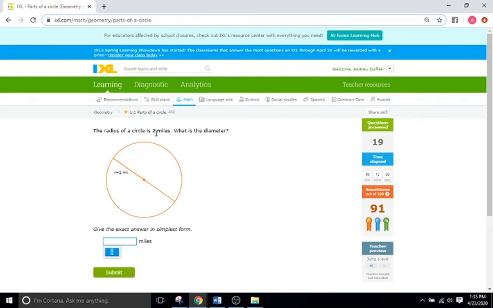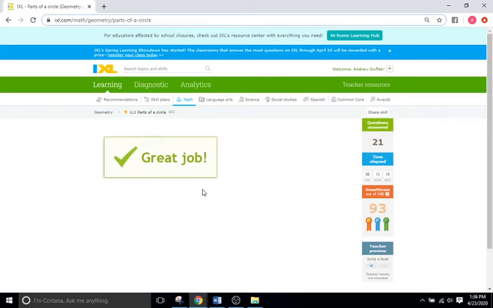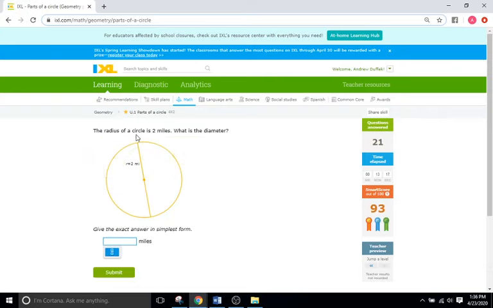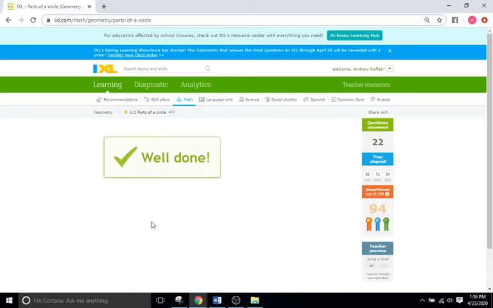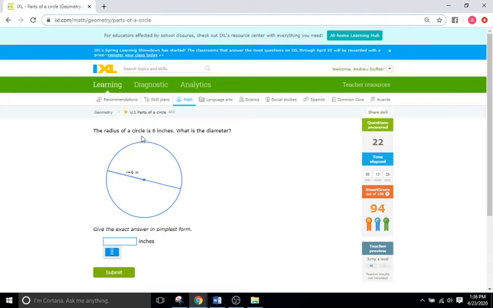The radius of a circle is 2. What is the diameter? 2 plus 2 is 4. The radius of a circle is 4. What is diameter? 4 plus 4 is 8. The radius of a circle is 2. What is the diameter? Radius plus radius, 2 plus 2 is 4. The radius of a circle is 6. What is the diameter? 6 plus 6 is 12.